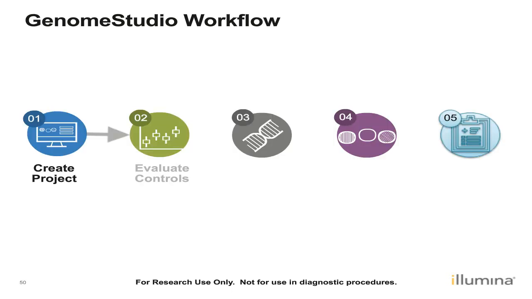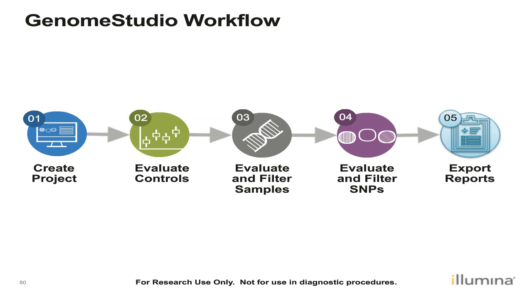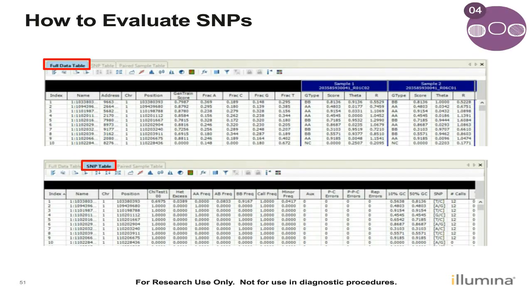After you've evaluated and filtered your samples, you're ready to evaluate and filter your SNPs. So far we've only focused on the samples table and looking at whether your samples meet the metrics. However, there is also the data table, which contains SNP information. It's important to review the SNPs so that you can make sure they are performing well. In the data table, there is the full data table tab and the SNP table tab, and each row, again, represents a particular SNP locus.